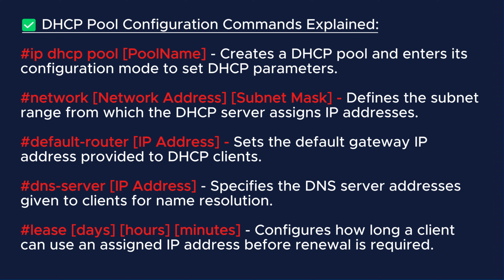Hashtag default-router <IP address> sets the default gateway IP address provided to DHCP clients. Hashtag dns-server <IP address> specifies the DNS server addresses given to clients for name resolution. Hashtag lease <days> <hours> <minutes> configures how long a client can use an assigned IP address before renewal is required.